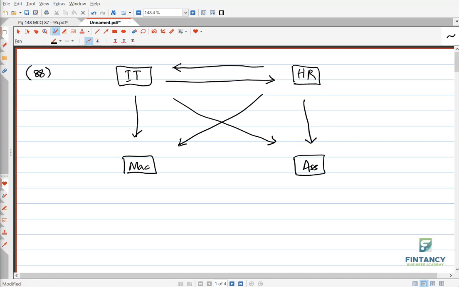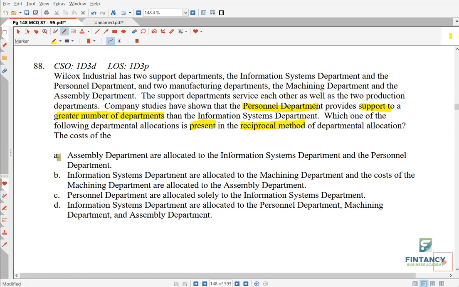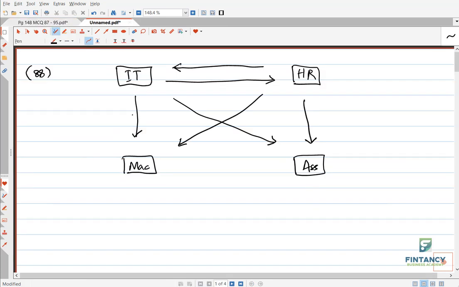Very nice. We cannot go reverse, right? So this is not the answer. Okay, clear? B: IT allocated to machine, machine allocated to assembly. IT allocated to machine, is there any line here? See, is machine giving anything to assembly?